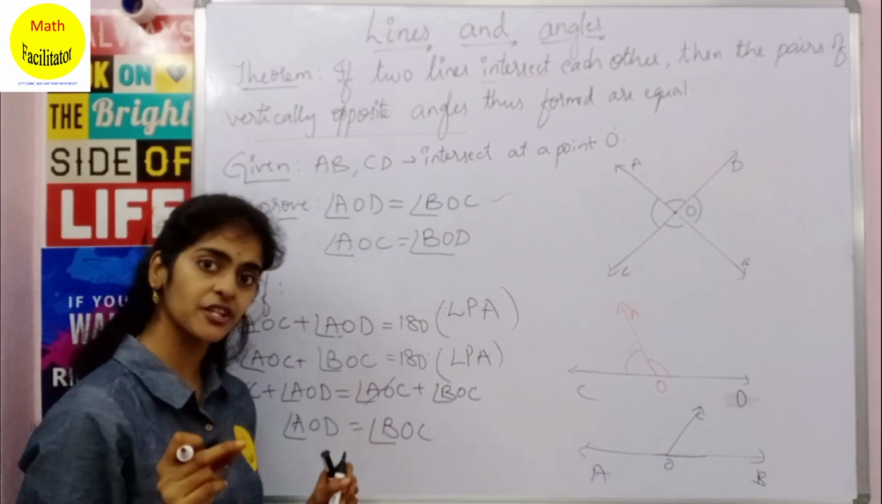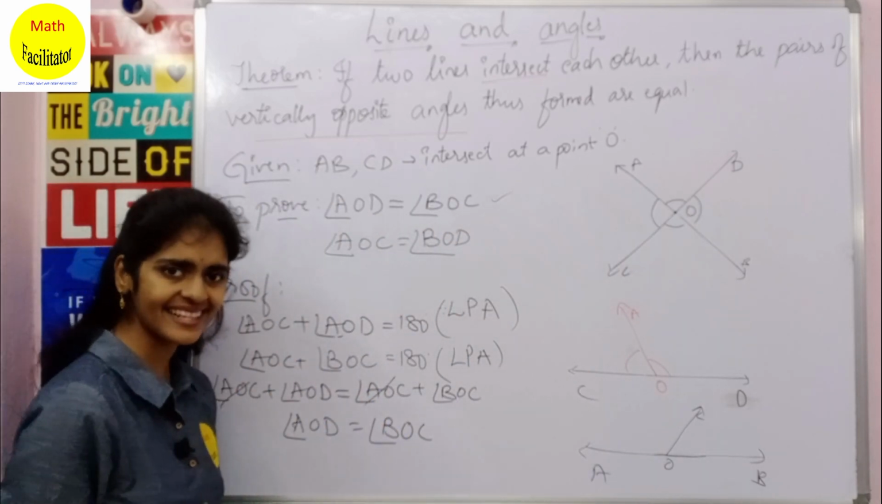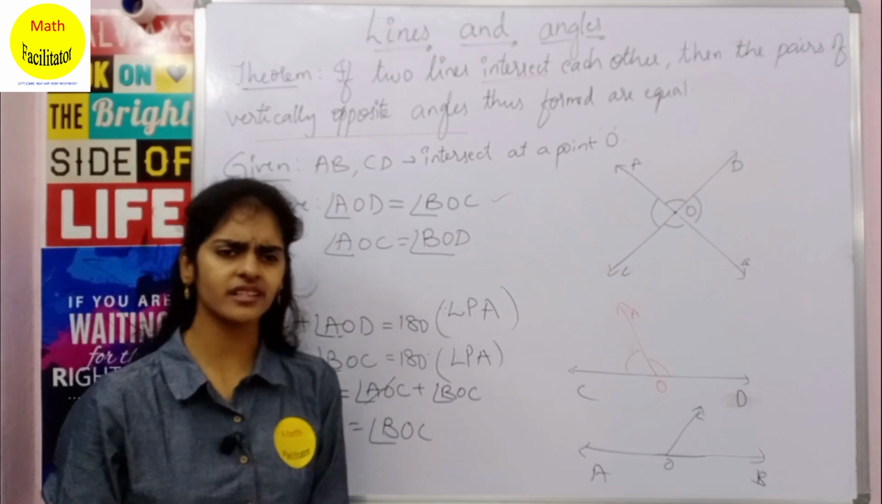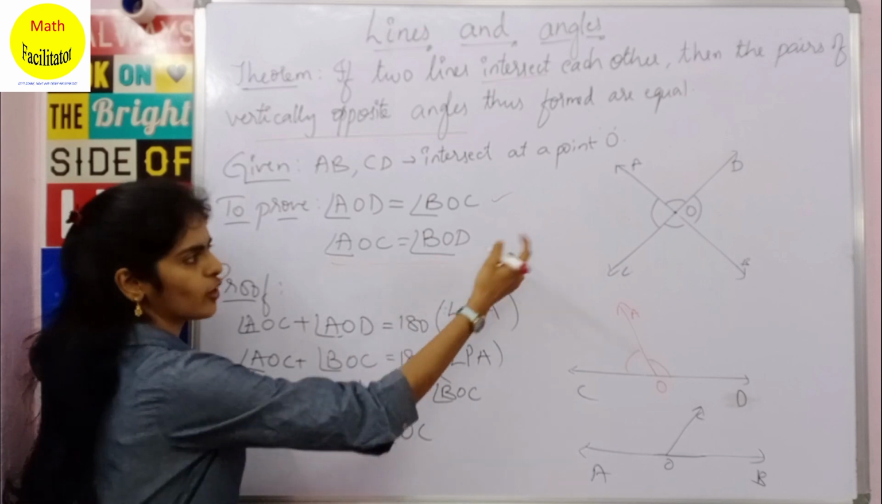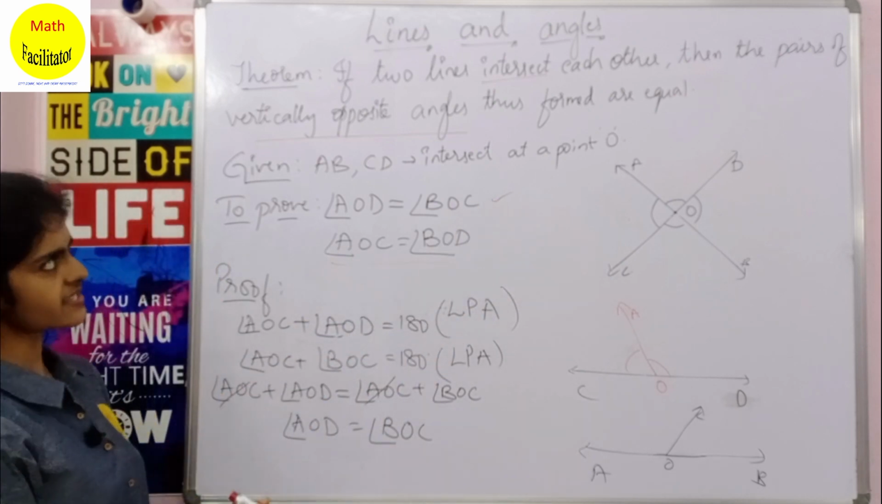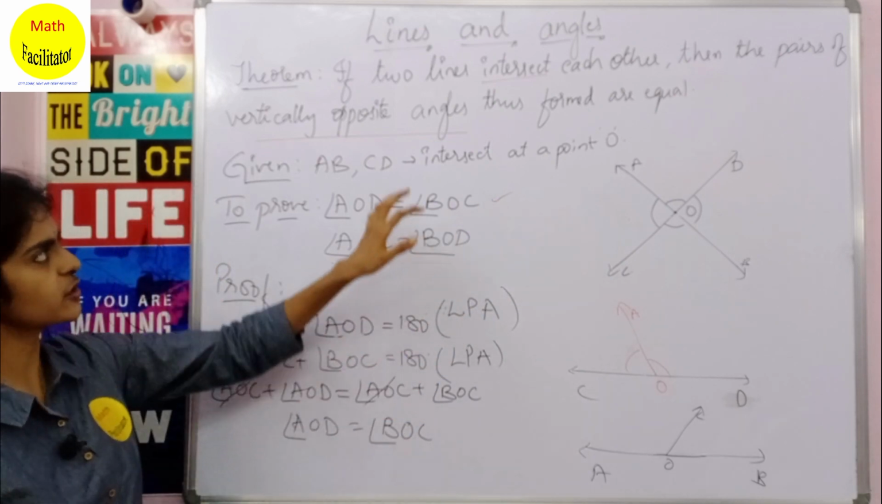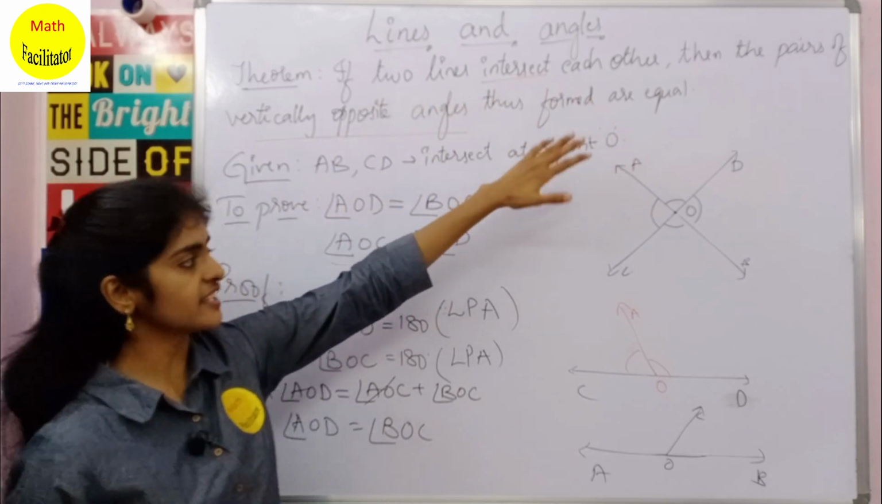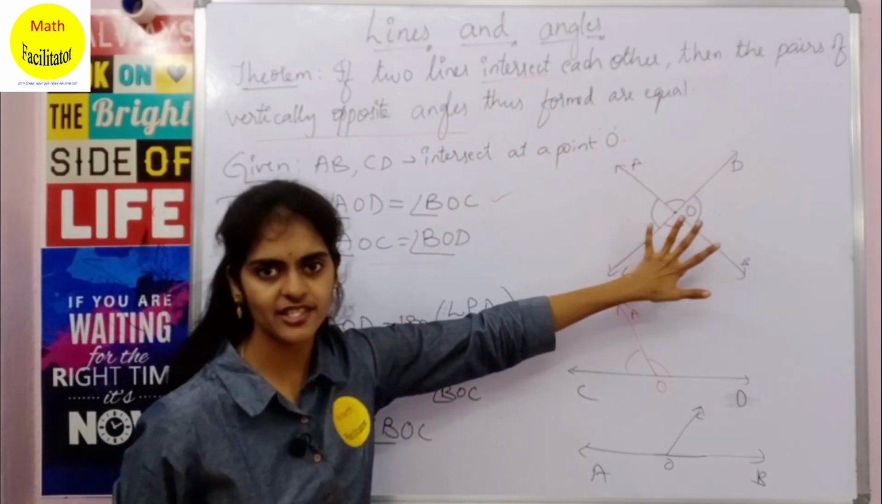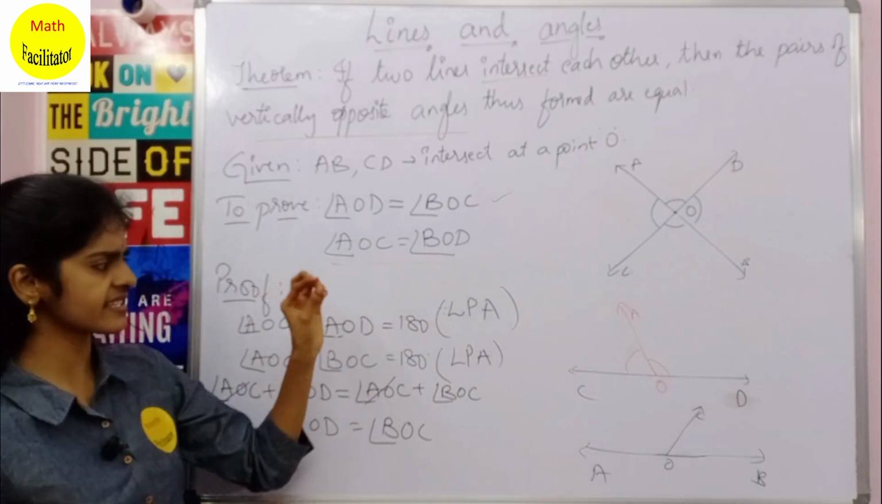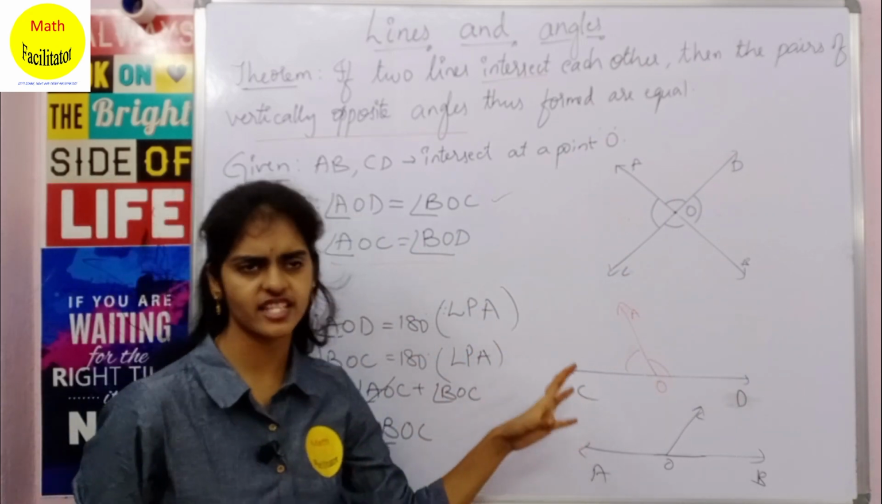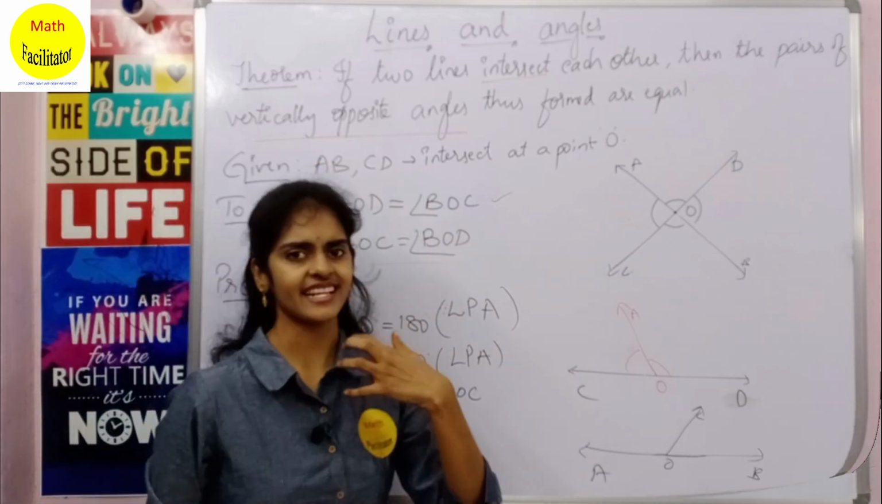So I want you to do it by yourself. I have explained it. Now just write down these steps in a notebook. After this, to prove this you will follow those steps. Clear? So you have proved that when two lines intersect each other, then the pair of vertically opposite angles formed are equal. Clear? So we will use this linear pair of angles axiom and this theorem in our next problems.